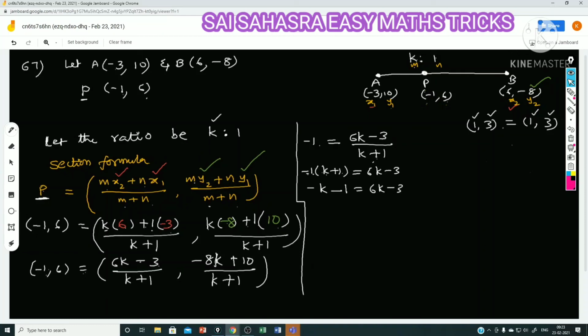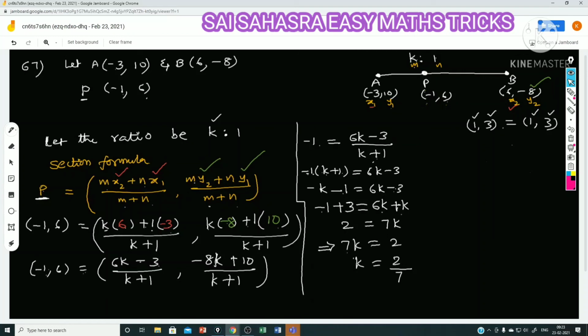So what I will do, this minus k if I transpose, already 6k is here, minus k comes to this side, plus k. Minus 1 is here, plus 3 if you transpose it will be minus 3, if you transpose it will become plus 3. 6k plus 1k is 7k. 3 minus 1 is 2. So that we got the value of k. We want only k. So that implies 7k equal to 2. So k is equal to what? 7 is multiplying, if you transpose, k is equal to 2 by 7.